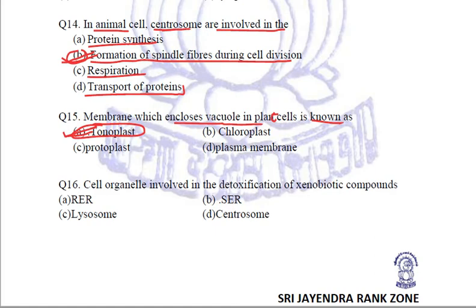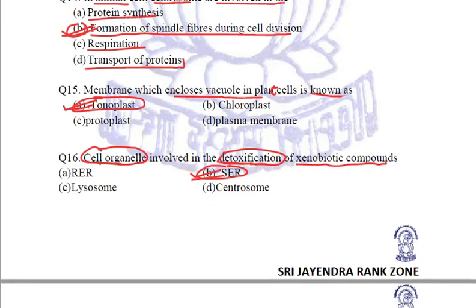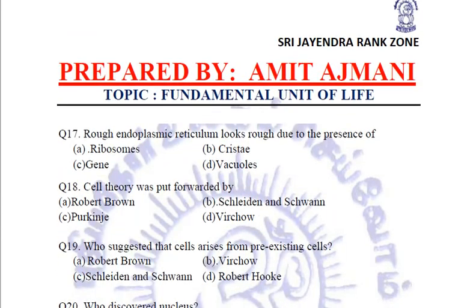Next question is cell organelle involved in the detoxification of xenobiotic compounds. Wherever detoxification word we find, the cell organelle which helps in the process of detoxification is SER. You see, three ways in which the same question has been asked. So this is quite important. This is a very important function of SER, that it helps in the detoxification. Clear? Fine. So these are a few uses which you need to remember.